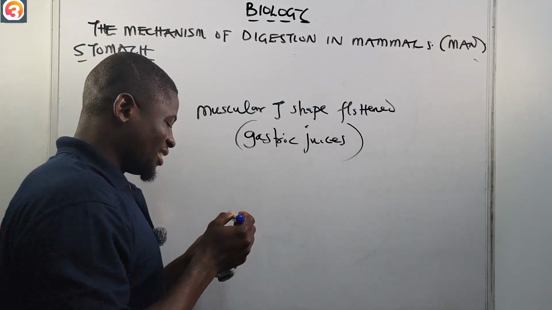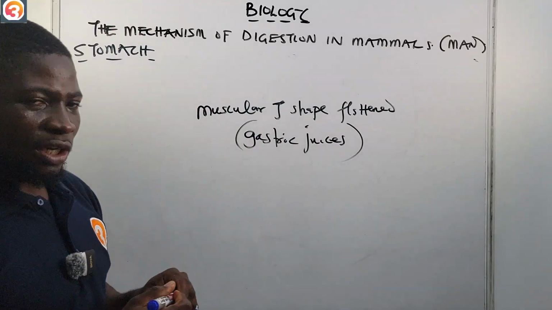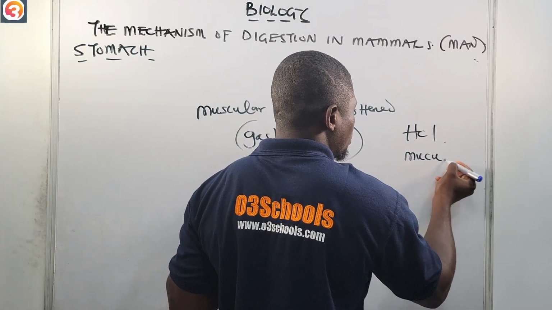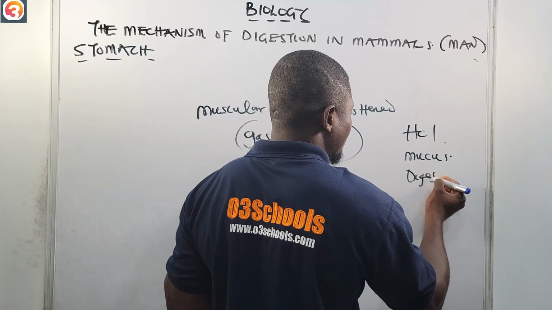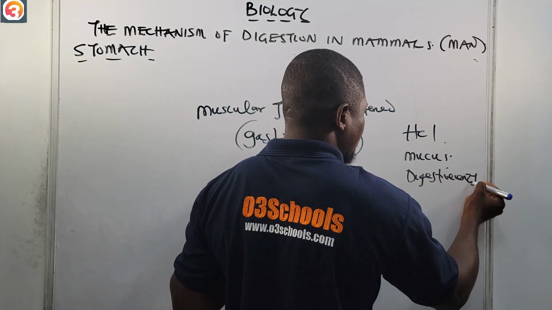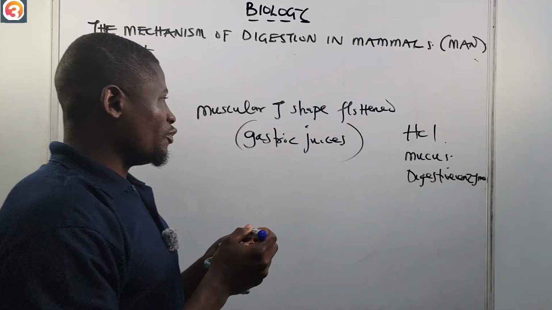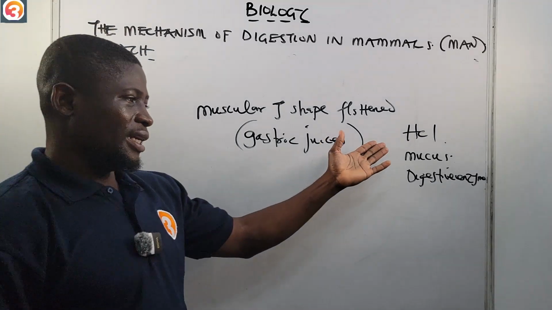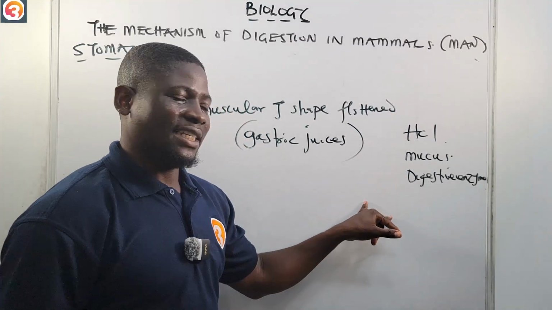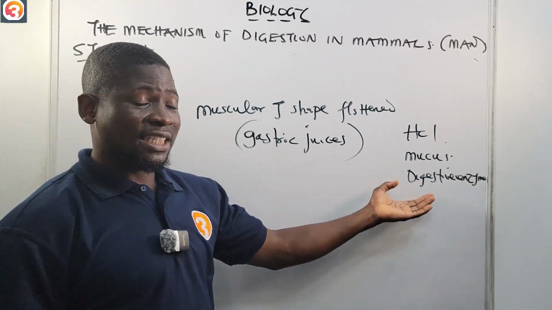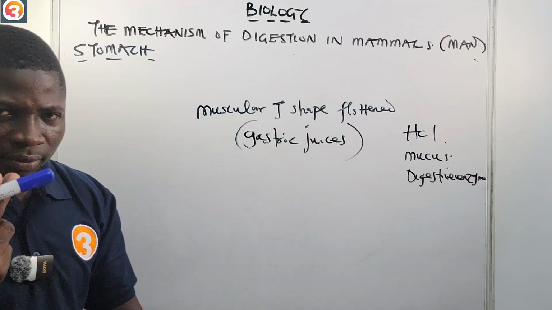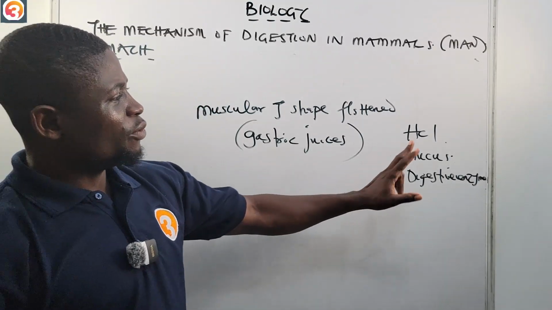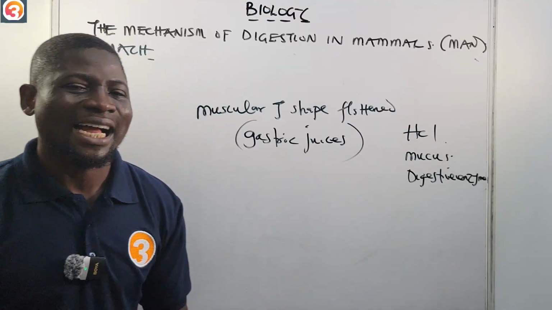Okay, the inner lining of the stomach produces gastric juices. These gastric juices include the hydrochloric acid, the mucus, and the digestive enzymes. Obviously, the digestive enzymes break complex food substances or molecules into simpler forms. Then what is the function of the hydrochloric acid here?